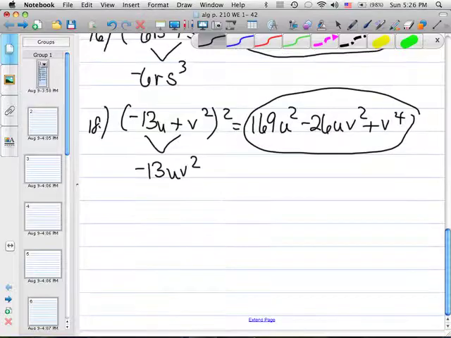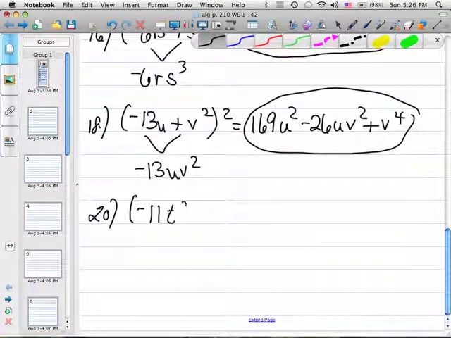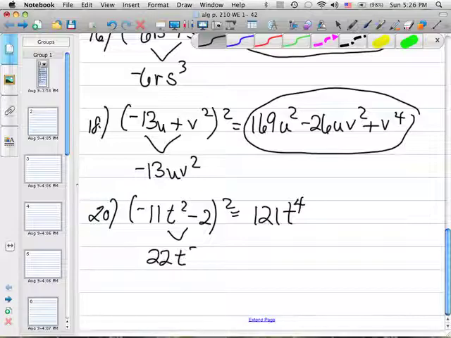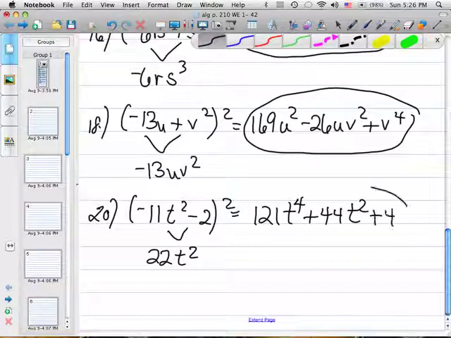And the last one in this set, negative 11t squared minus 2 quantity squared. Squaring the first term, negative 11 times negative 11 is 121. t squared times t squared is t to the fourth. Times these together, I get positive 22t squared. Times that by 2, there are two of them, so 44t squared. Negative 2 times negative 2 is positive 4.